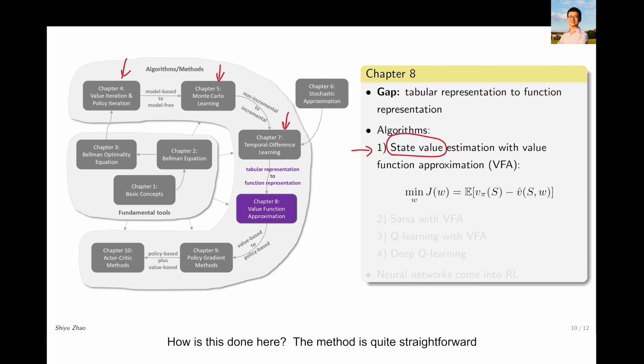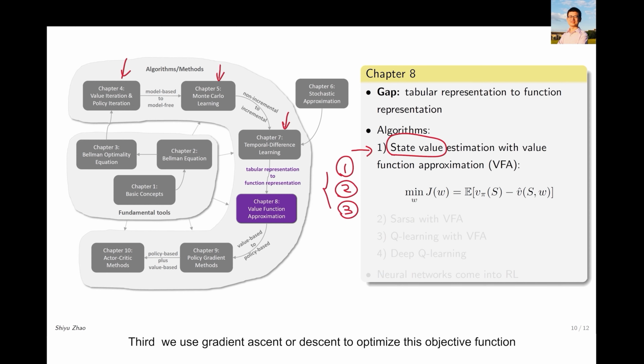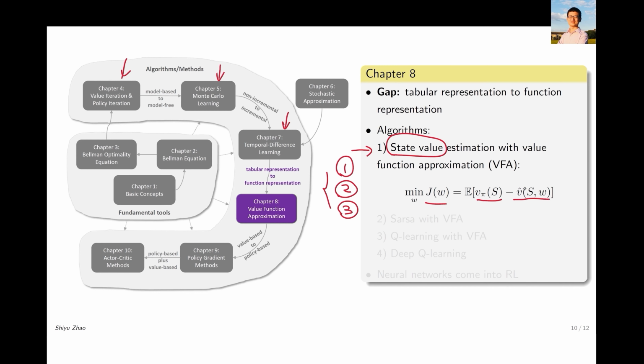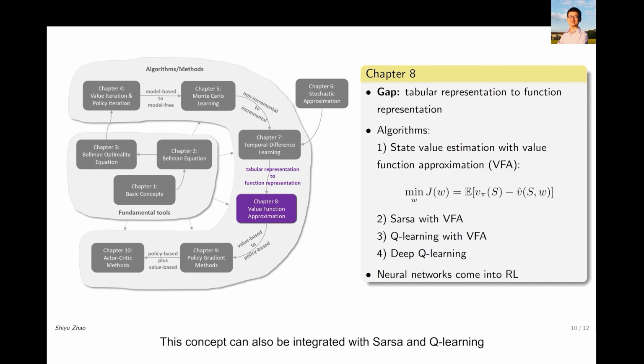The method is quite straightforward, involving 3 steps. First, we define an objective function. Second, we calculate the gradient of this objective function. Third, we use gradient ascent or descent to optimize this objective function. Specifically, the objective function J(w) represents the average difference between the actual state value v pi s and the approximate function value v hat. The goal is to find an optimal w that allows this function to accurately approximate v pi s. This concept can also be integrated with SARSA and Q-learning.